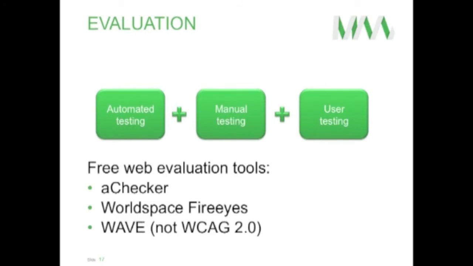Another really popular one made by WebAIM is Wave. It's actually not WCAG 2 compliant at the moment. They are working on that. It's WCAG 1. But it does have some nice features. It will wipe out everything except your heading levels, so you can see what your heading levels are, whether they're marked up appropriately. It will also strip out all the CSS using another button and just show you the plain text format, which often can be very useful as well.